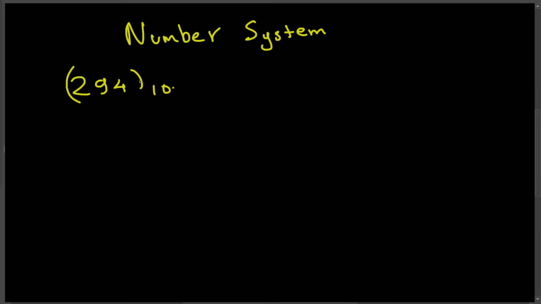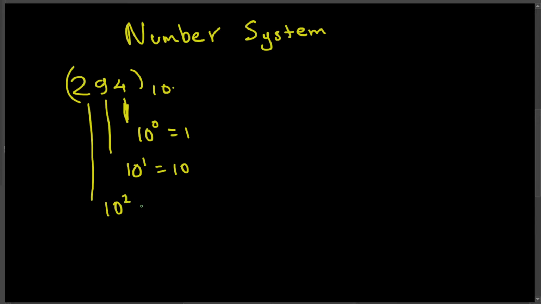And how do we define a place for the numbers? You look at the first number, and that one is at 10 to the power of 0's location, so that's equal to 1. And the second number is located at 10 to the power of 1 location, that's equal to 10. And the third number is located at 10 to the power of 2 location, that is 100. And if you multiply everything, 10 to the power of 0 times 4 plus 10 to the power of 1 times 9 plus 10 to the power of 2 times 2.